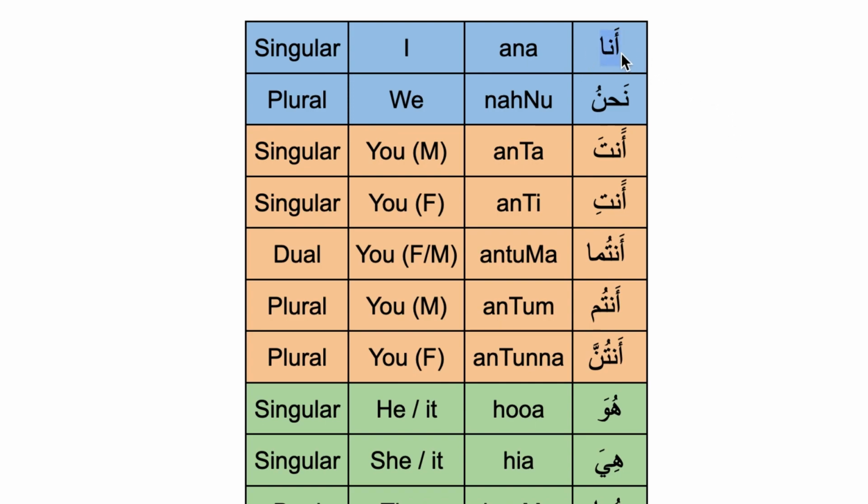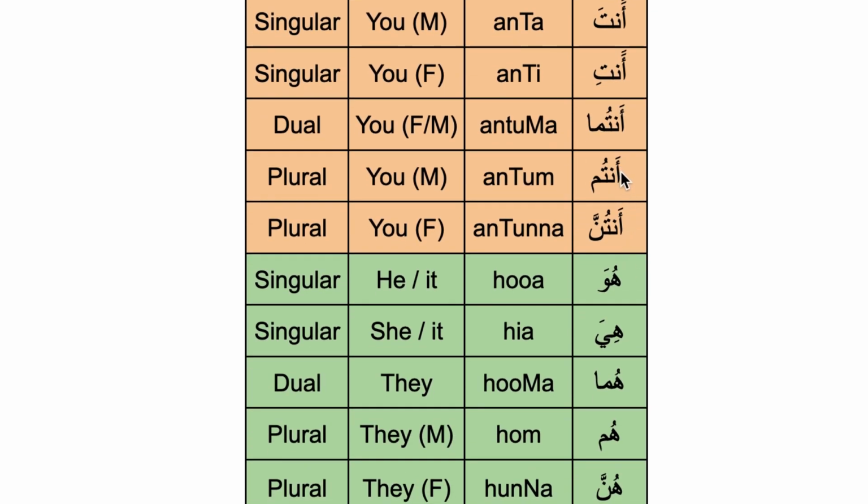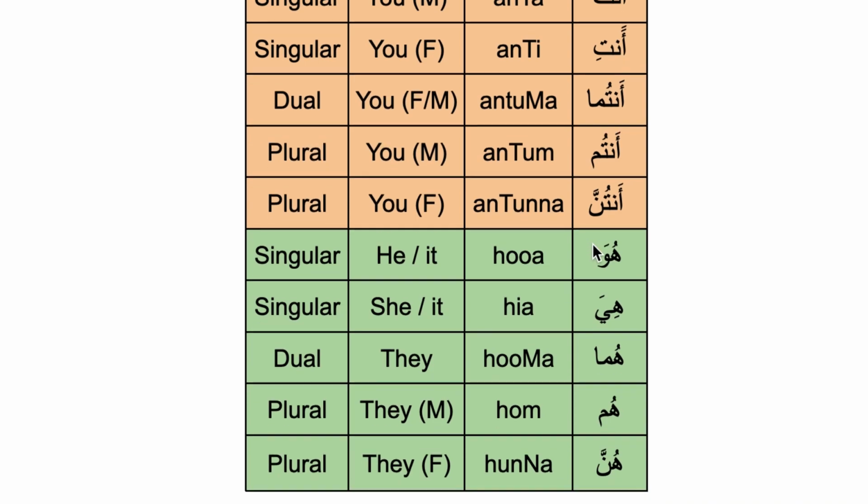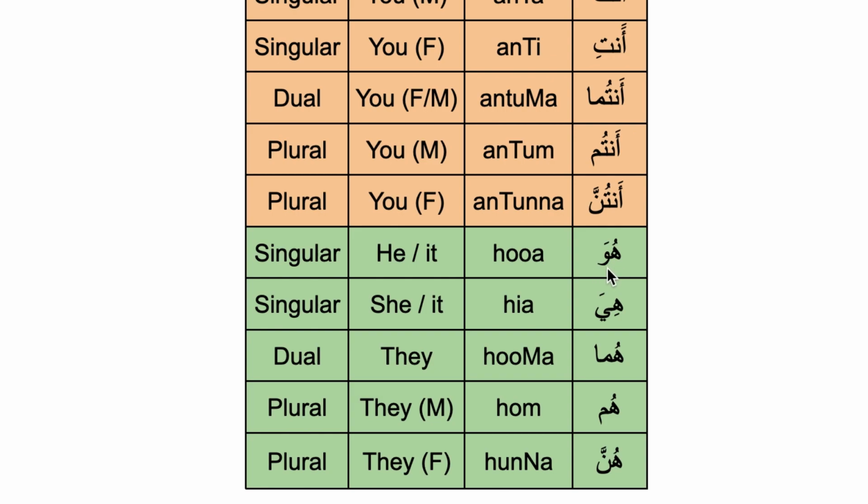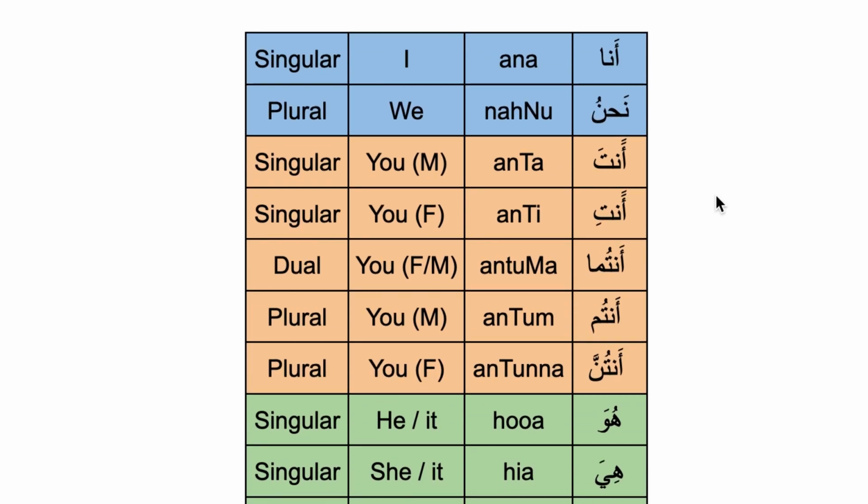We start over. Ana, nahnu, anta, anti, antuma, antum, antunna, huwa, hiya, huma, hum, the last one, hunna. Now let's do translation, then we read them again.